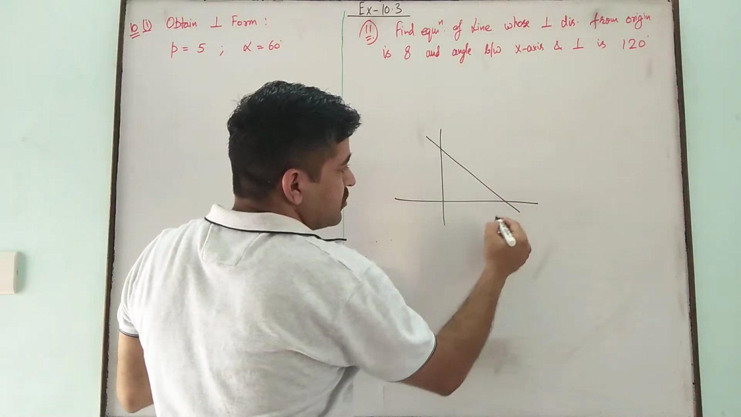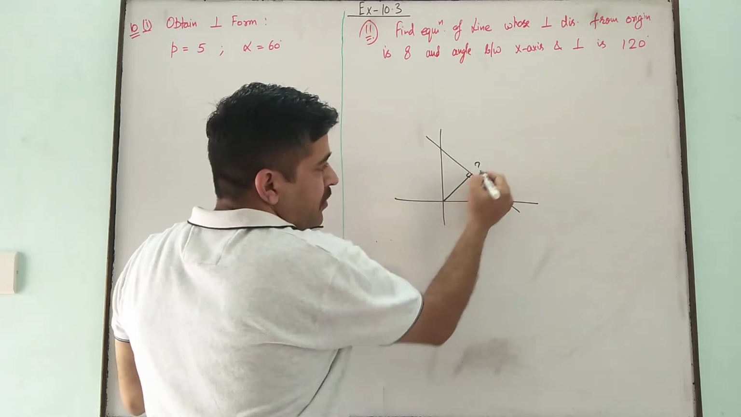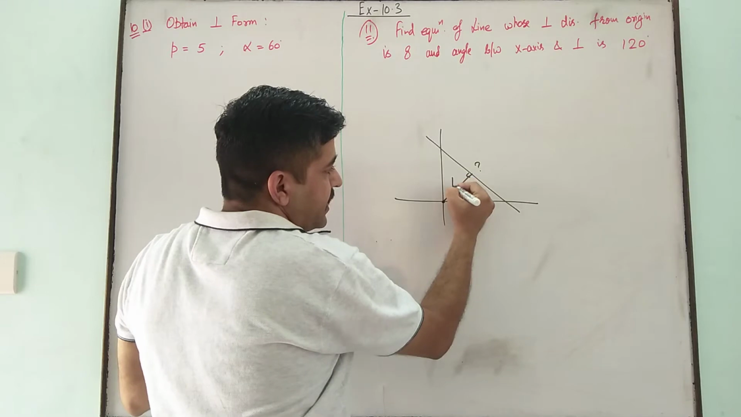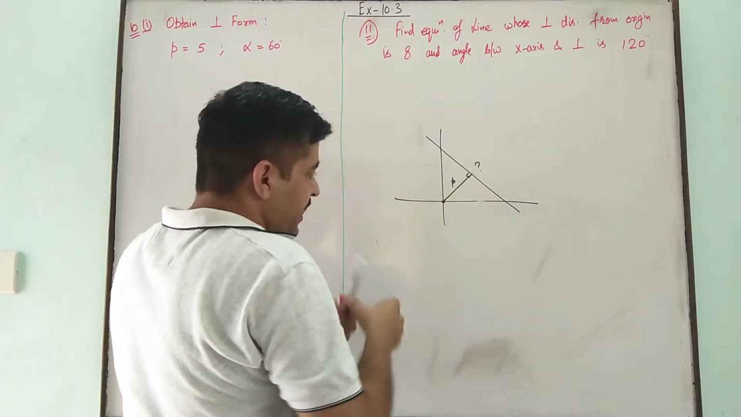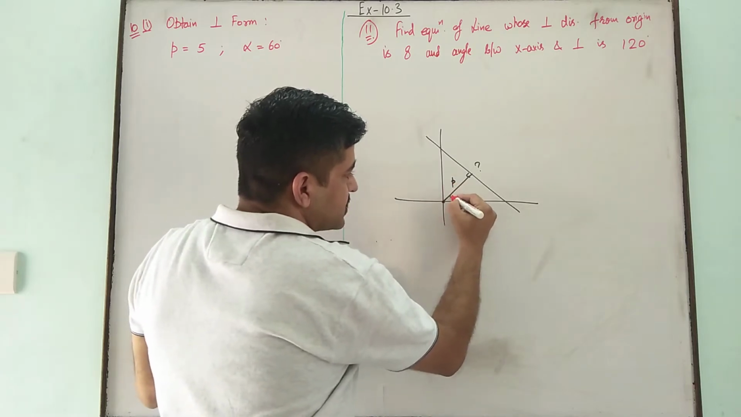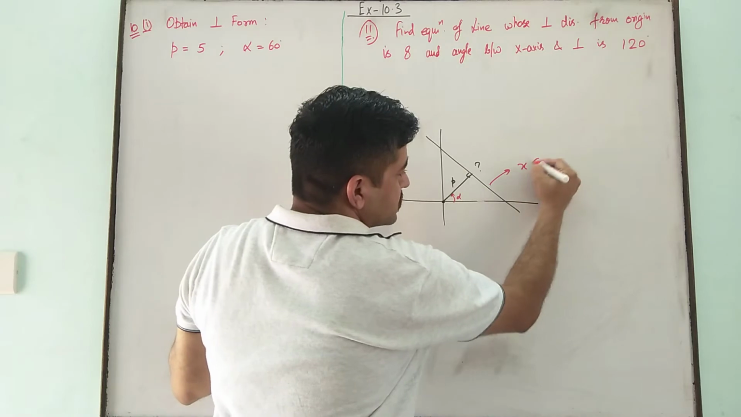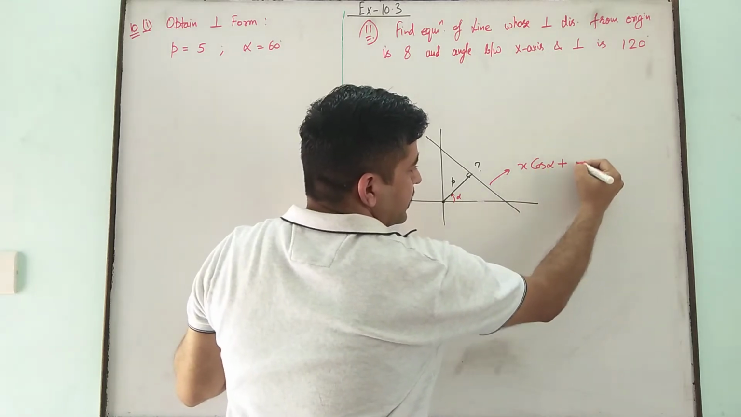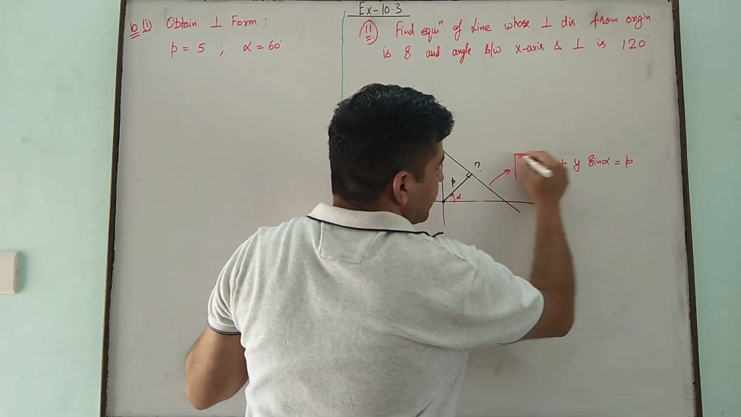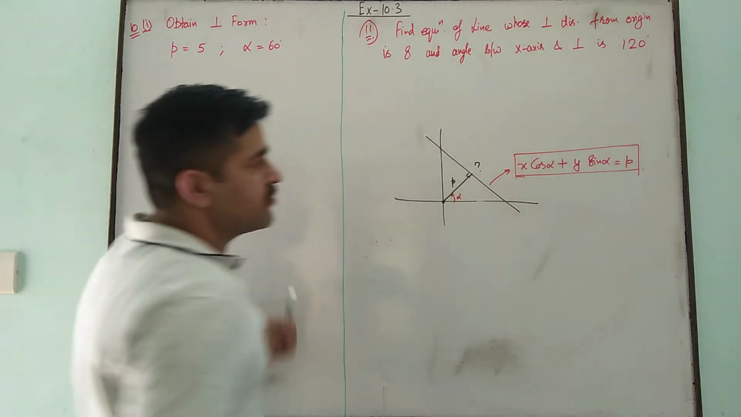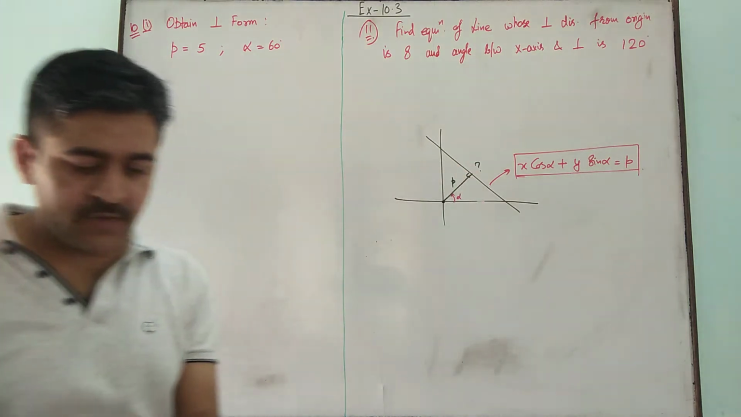If this is the line whose equation we are finding, a perpendicular drawn from the origin to the line at a distance p and is making an angle alpha with x-axis, then equation of this line will be x cos alpha plus y sin alpha is equal to p, is the equation of the line. This was your normal form. Normal means perpendicular form, right?